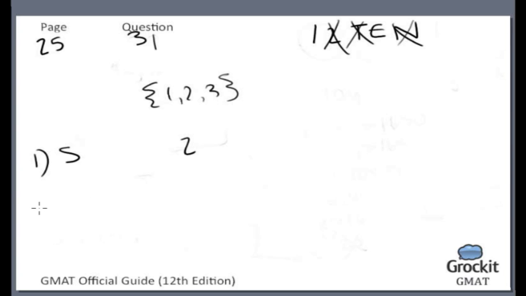So now we're left with a choice between either statement 1 being sufficient or either one being sufficient. Statement 2 tells us that for each measurement, the difference between the mean and that measurement is 2.